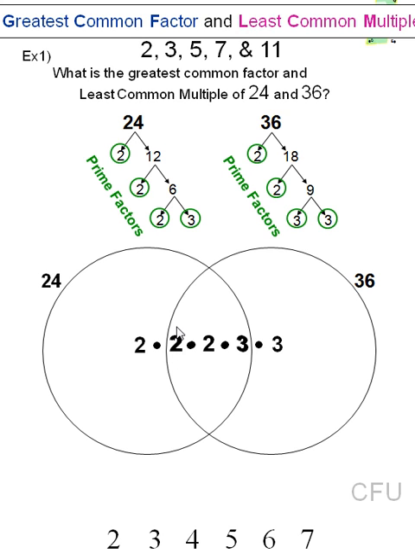So now check this out. This part, 36 and 24, the factors that they have in common are what? 2, 2, and 3. When I multiply those, this is known as our greatest common factor. Copy that, please.